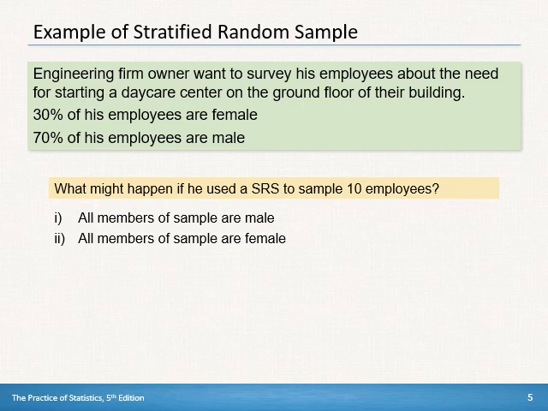The other thing that might happen is, what if by dumb luck I got all females, or the females are overly represented in this sample of 10 employees? Then they might be more interested in having daycare in the building. And so then the owner looks and says, oh, look, a lot of people in the survey are interested in a daycare center. He may pay to have a daycare center constructed.